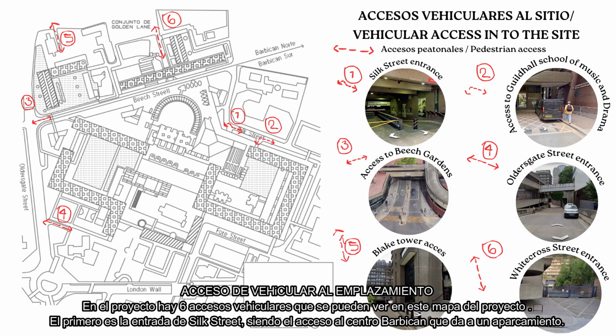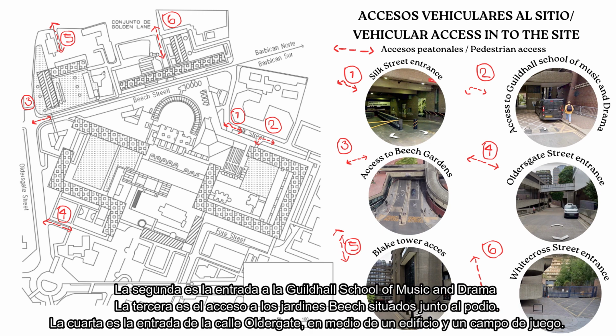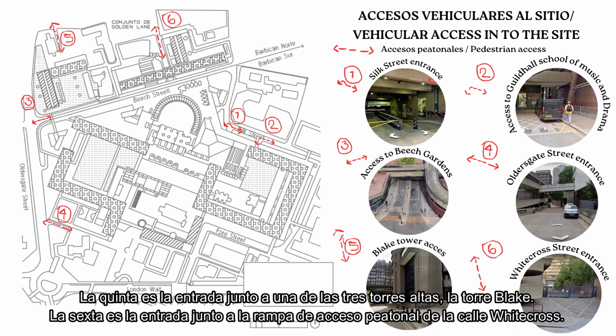Vehicular access to the site. In the project, there are 6 vehicular accesses that can be seen on this project map. The first is the Silk Street entrance, being access to the Barbican Center, giving a parking lot. The second is the entrance to the Guildhall School of Music and Drama. The third is the access to the Beach Gardens located next to the podium. The fourth is the Aldersgate Street entrance in the middle of a building and a playing field. The fifth is the entrance next to one of the Churchill Towers, the Blake Tower. The sixth is the entrance next to the pedestrian access ramp on White Cross Street.